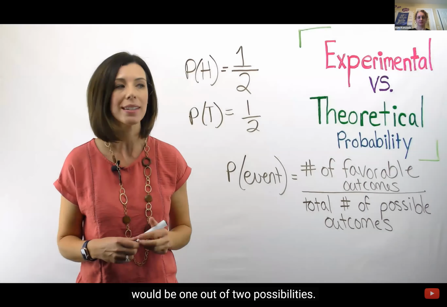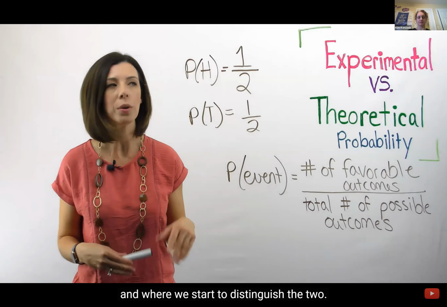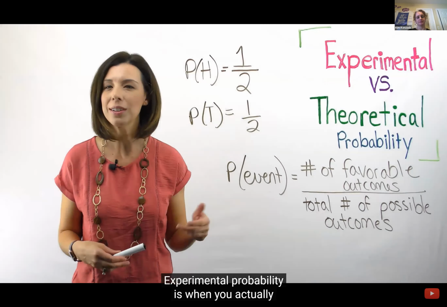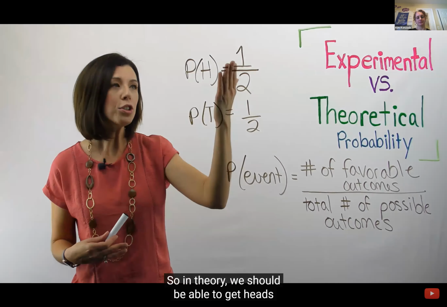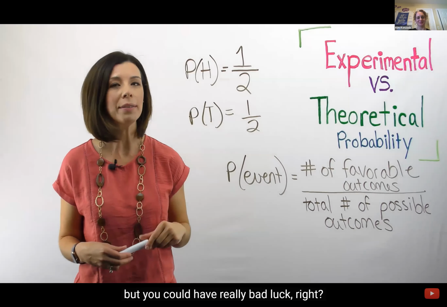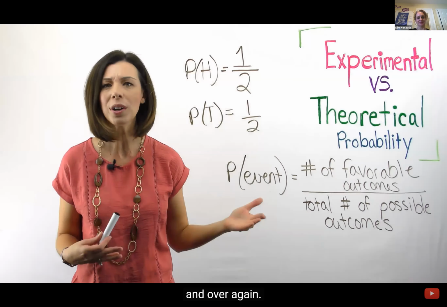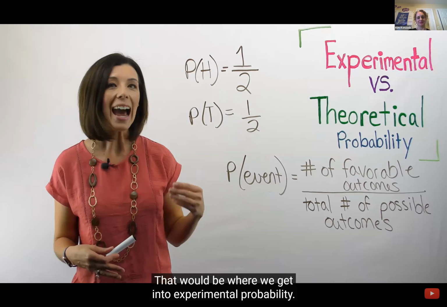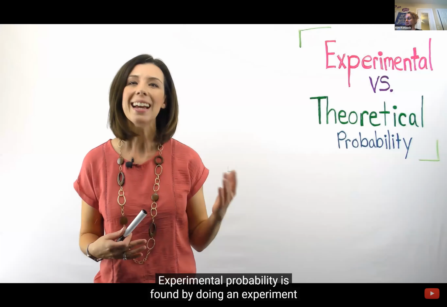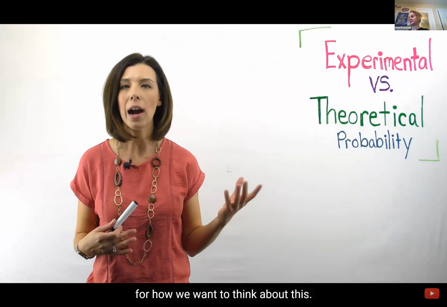This would be theoretical. Here's where it gets tricky and where we start to distinguish the 2. Experimental probability is when you actually start flipping the coin. So we're able to get heads 1 out of every 2 flips in theory, but you could have really bad luck, right? You could get tails over and over and over again. It could be a long time before you got heads, right? That would be where we get into experimental probability. Experimental probability is found by doing an experiment and observing the outcomes. We have a different equation for how we want to think about this.